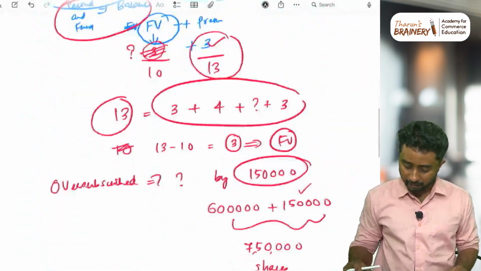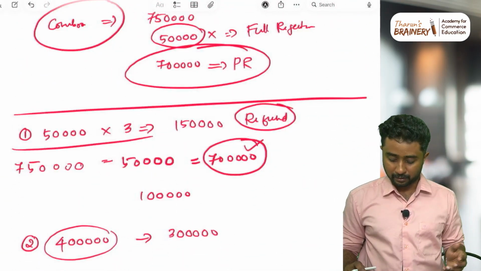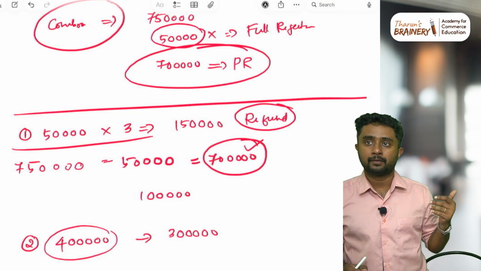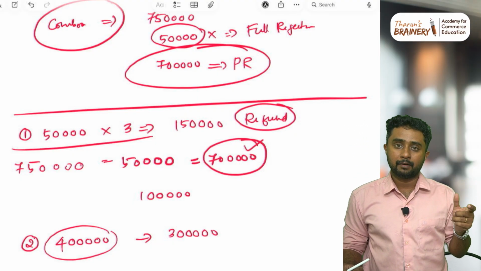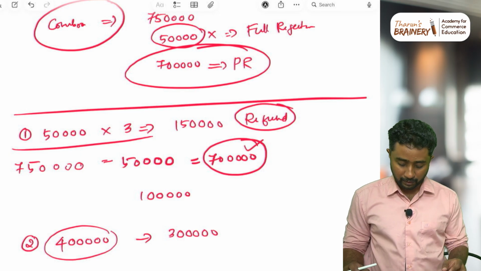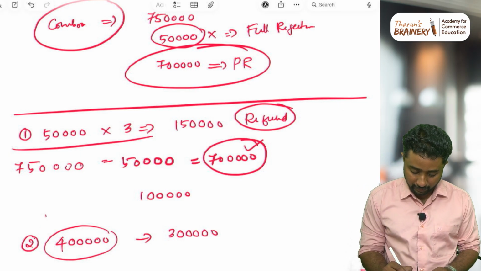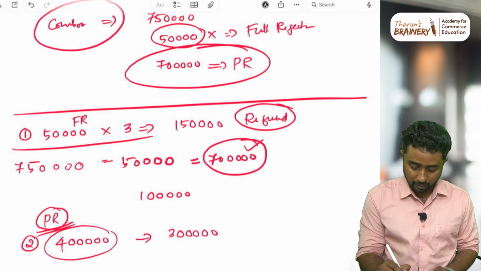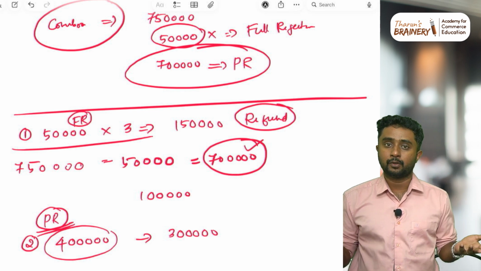What is this kind of allotment called? Before, we discussed that when the number of share applications is more and the number of shares allotted is less, that kind of allotment is called what? Pro rata allotment. That means the second category of people are going with pro rata allotment. This case is full rejection. So by now you must have got it.